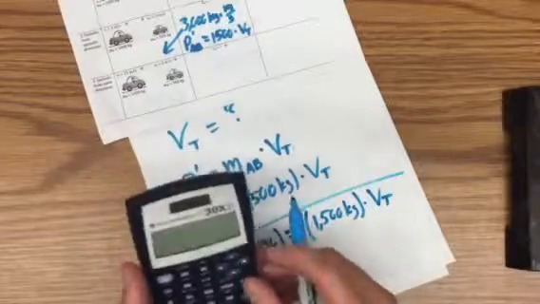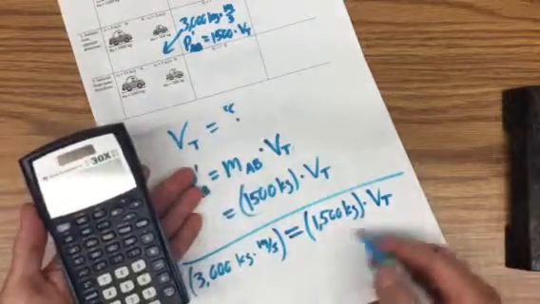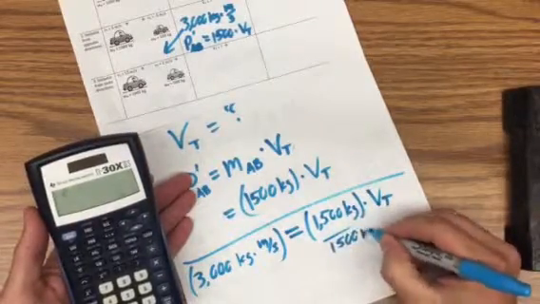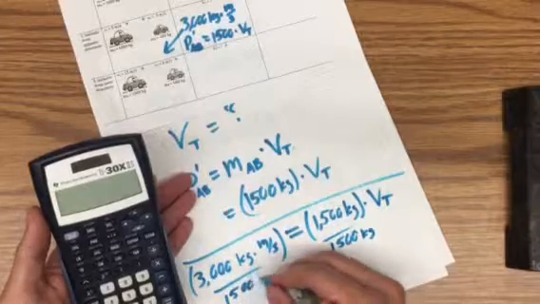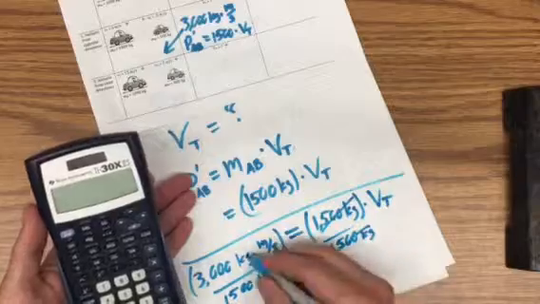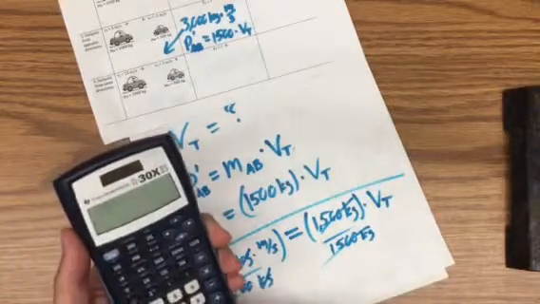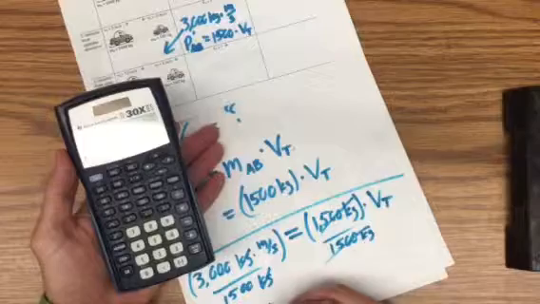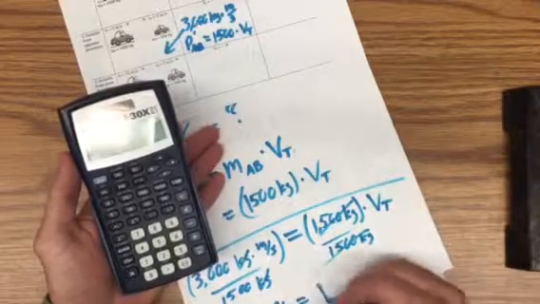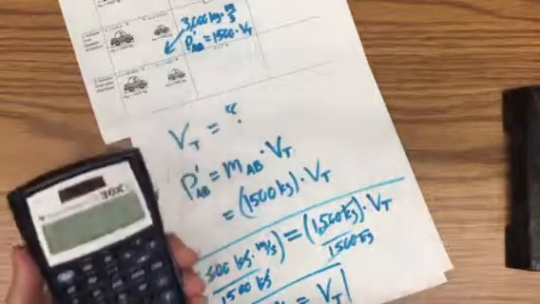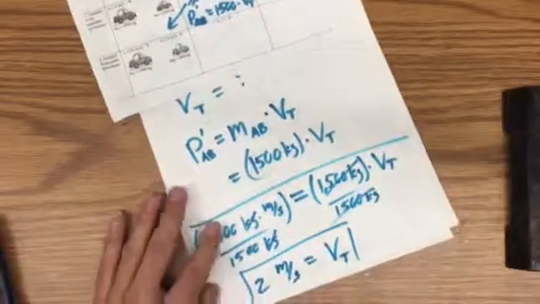Okay? And at this point, I know my algebra. I need to divide both sides by 1,500. So I divide this side by 1,500 kg, and I divide this side by 1,500 kg. And kilograms and kilograms cancel. 3,000 here on my calculator divided by 1,500 gives me 2. Then the meters per second remain. That is my speed of the car A-B combination after the collision.